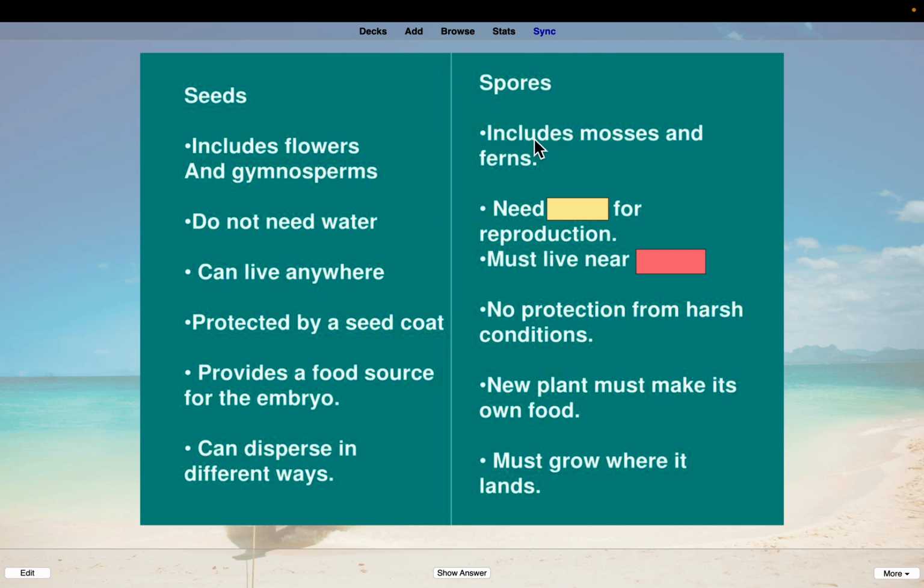Okay, spores. We have mosses and ferns. They have no protection from harsh conditions. New plants must make their own food and they must grow where it lands. They must live near water environments. They need water for reproduction. Certain particular plants, I think mosses are one of them.